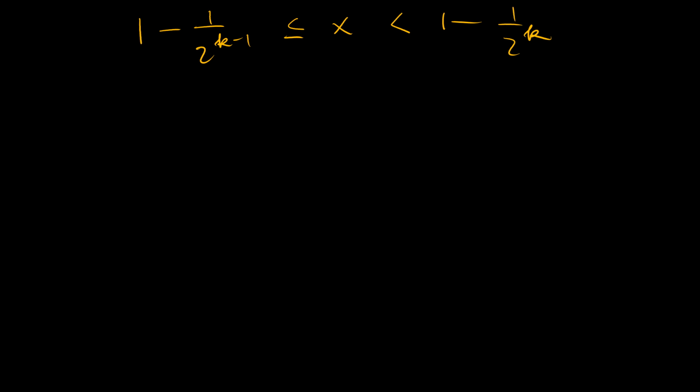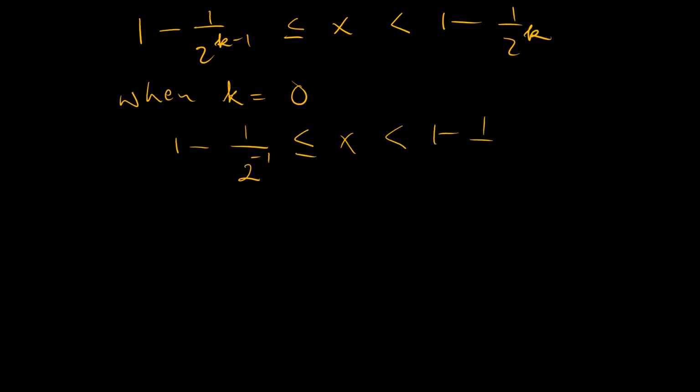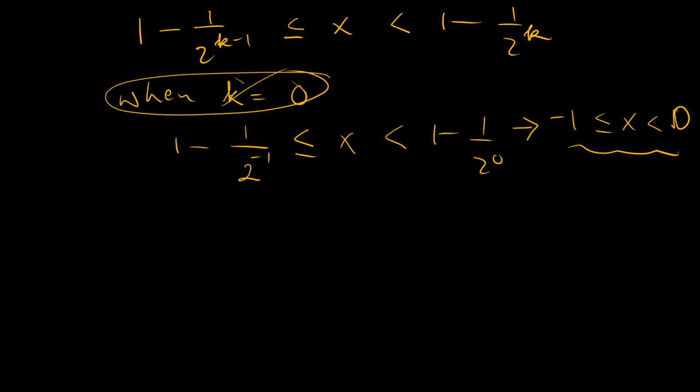Okay, so what that means, when k equals 0, for example, we have 1 minus 1 over 2 to the power negative 1, which means we have negative 1, so 0 in this interval, which is already out of our integration band. So we are not going to deal with when k equals 0.